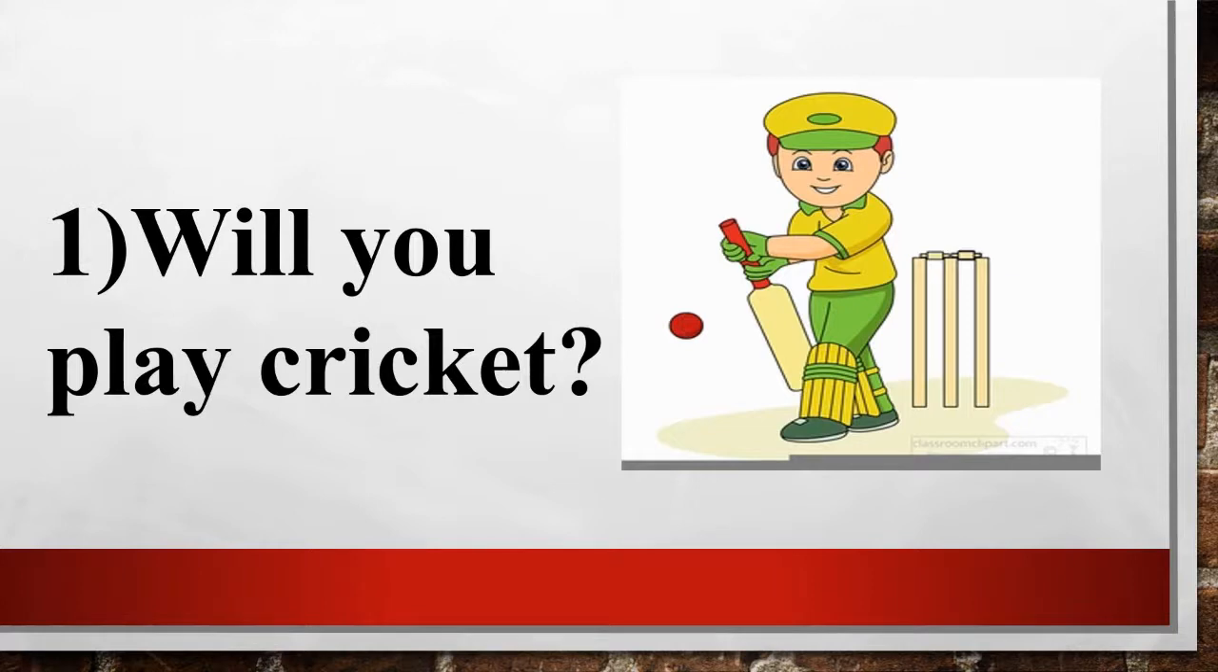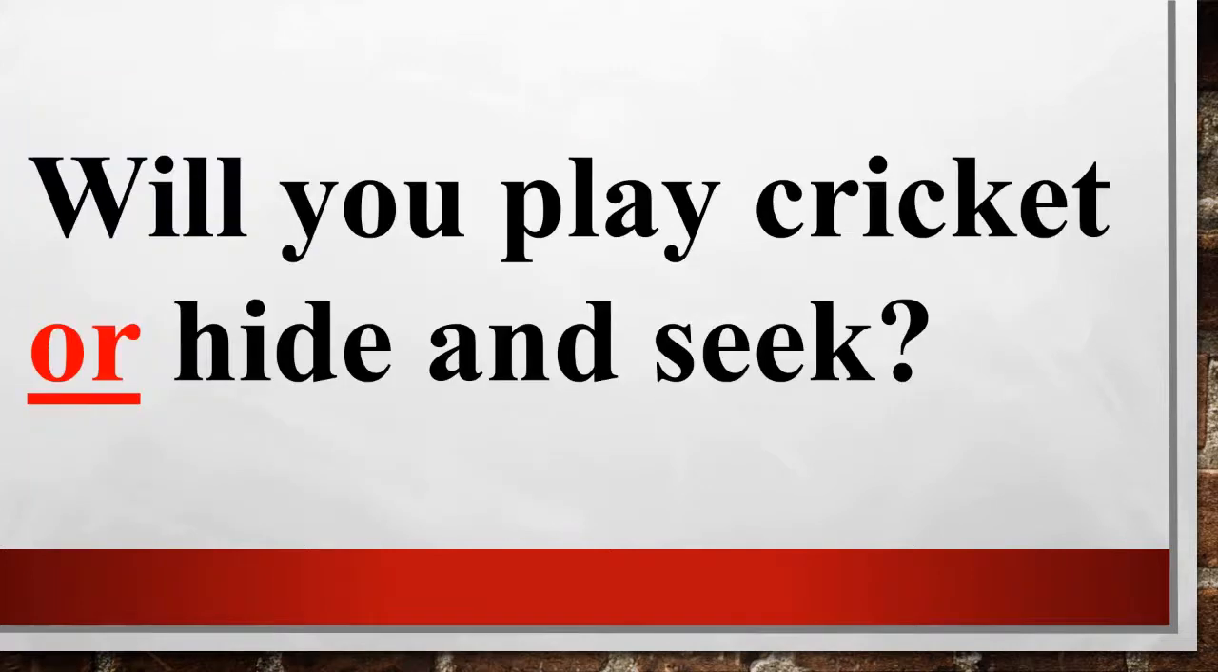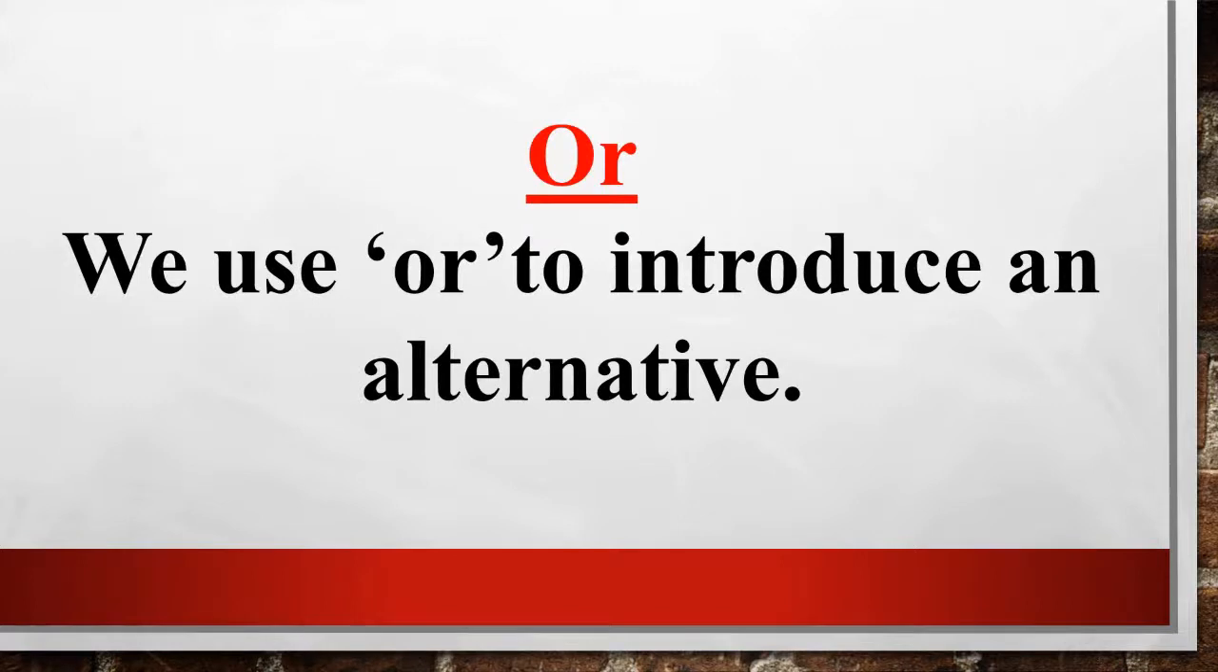Let's see the next example. First sentence is will you play cricket? The second sentence is will you play hide and seek? In this sentence, we use or to join the sentences. So, we get the sentence will you play cricket or hide and seek? Children, can you tell me when do we use or? We use or to introduce an alternative.